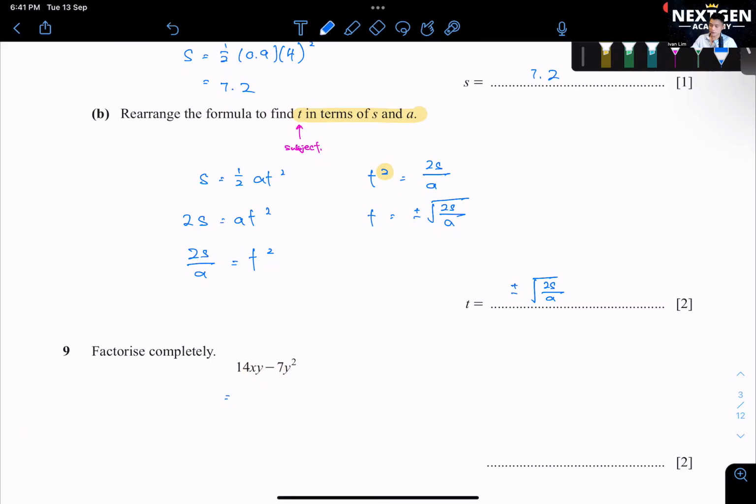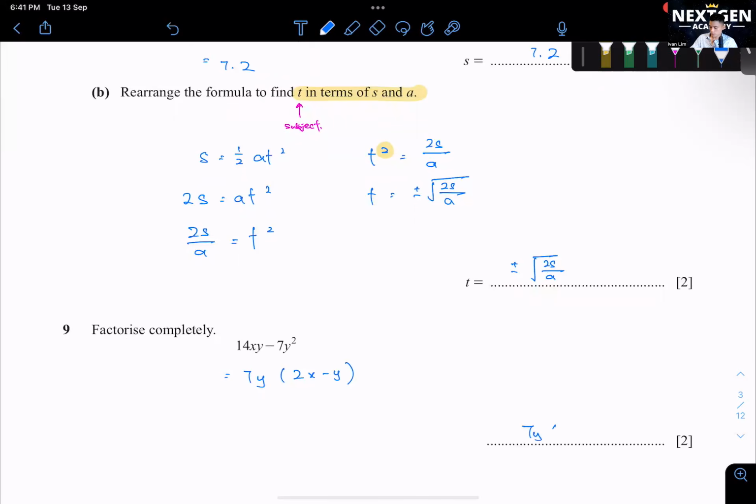So 14 and 7, the highest common factor is 7. X, no x, so cannot. Y and y squared, y. Therefore, you get 2x minus y. So you get here 7y(2x minus y). This is factorizing.